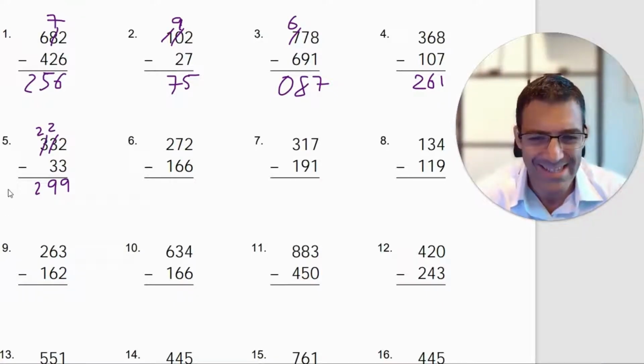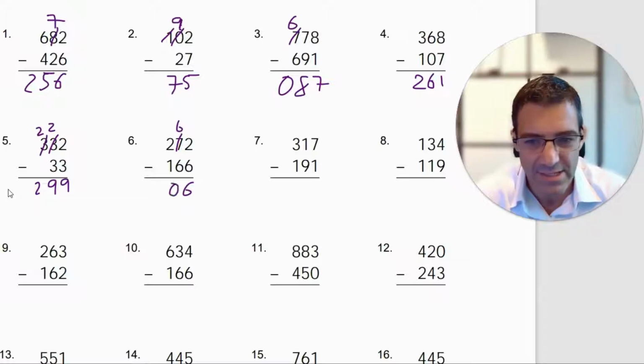Let's see, question 6. So 2, I need to take 6 away. I cannot do that, so I borrow from the 7, turn it into a 6. 12 minus 6 is 6. 6 minus 6 is 0. 2 minus 1 is 1. Well done if you managed to do question 6.